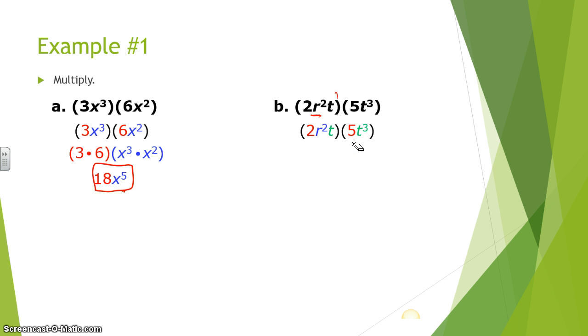So again, I highlighted like terms. I'm going to put them in order here, and this is what we get, the 10r squared times t to the fourth.